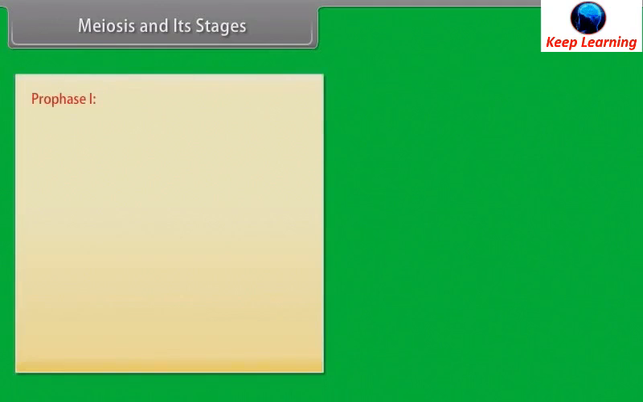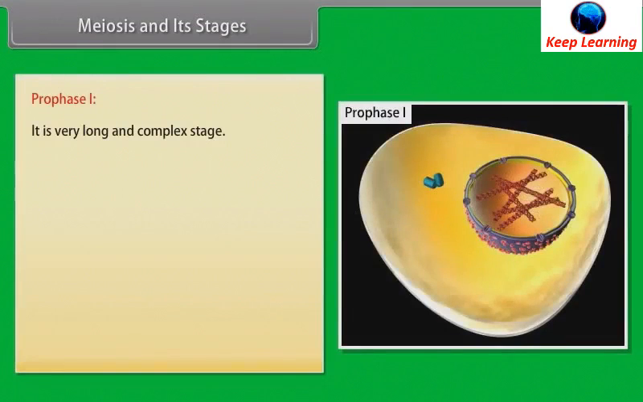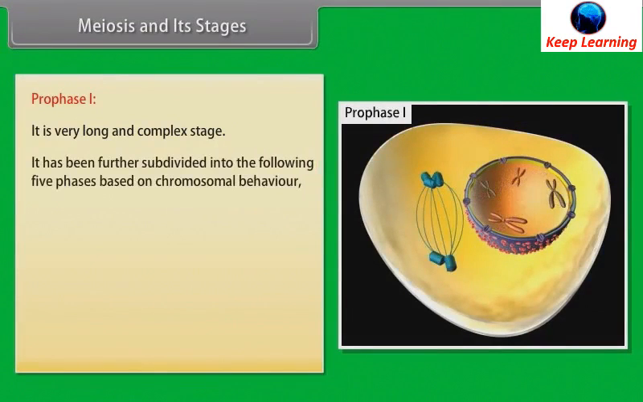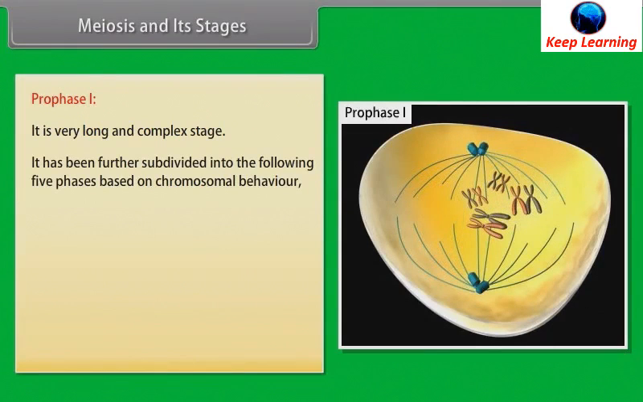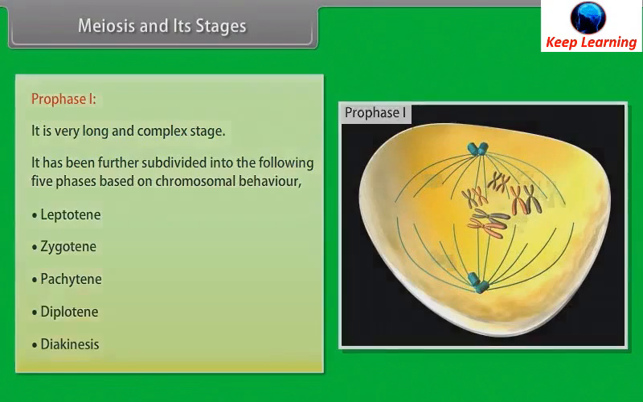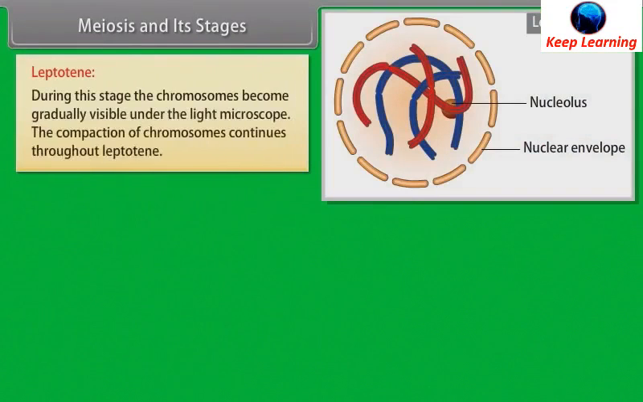The first stage of meiosis 1 is prophase 1. It is very long and more complex in comparison to the prophase stage of mitosis. It has been further subdivided into the following 5 phases based on chromosomal behavior, that is leptotene, zygotene, pachytene, diplotene and diakinesis. During the leptotene stage, the chromosomes become gradually visible under the light microscope. The compaction of chromosomes continues throughout leptotene.